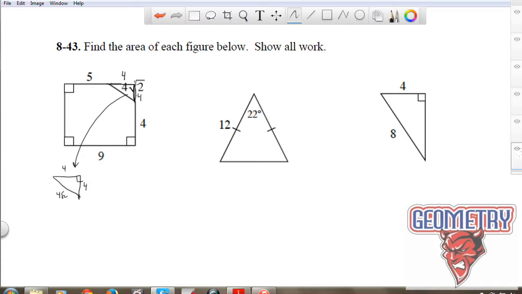Which means if we put these two sections together, obviously it's not to scale, 4 plus 4 makes that length 8. So what I'm going to do is find the area of this whole big rectangle, right, 9 by 8 rectangle, 9 times 8 is 72, and then I'm going to subtract off the area of this triangle, which is 1/2 base times height, 1/2 4 times 4, which is 8, and 72 minus 8 would be 64. So the area of that shape is 64.